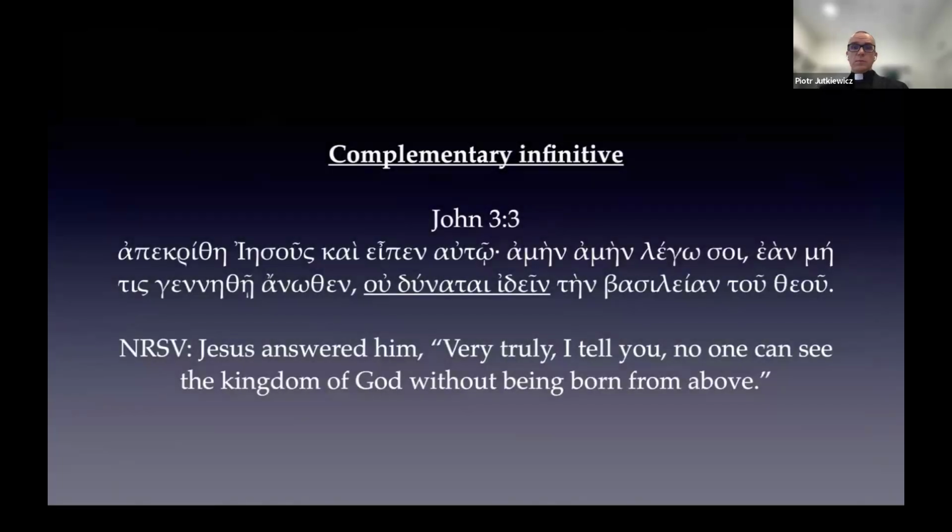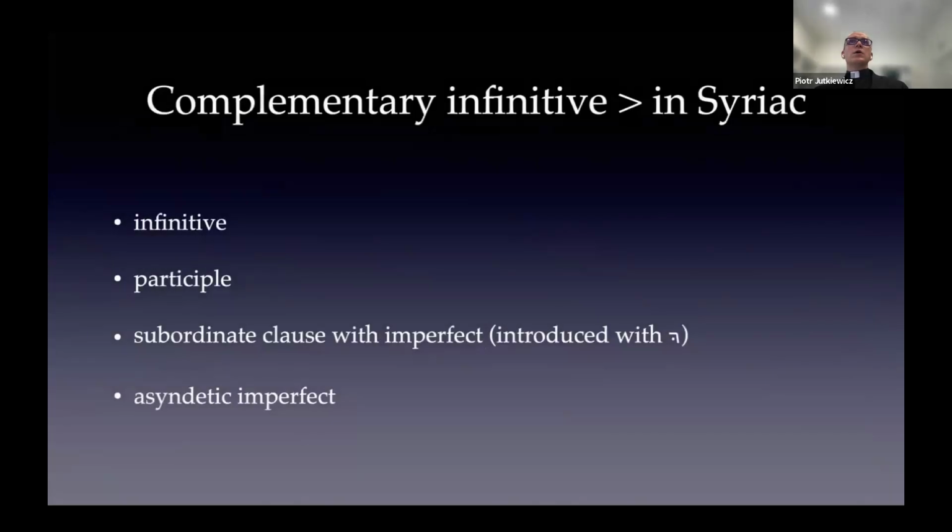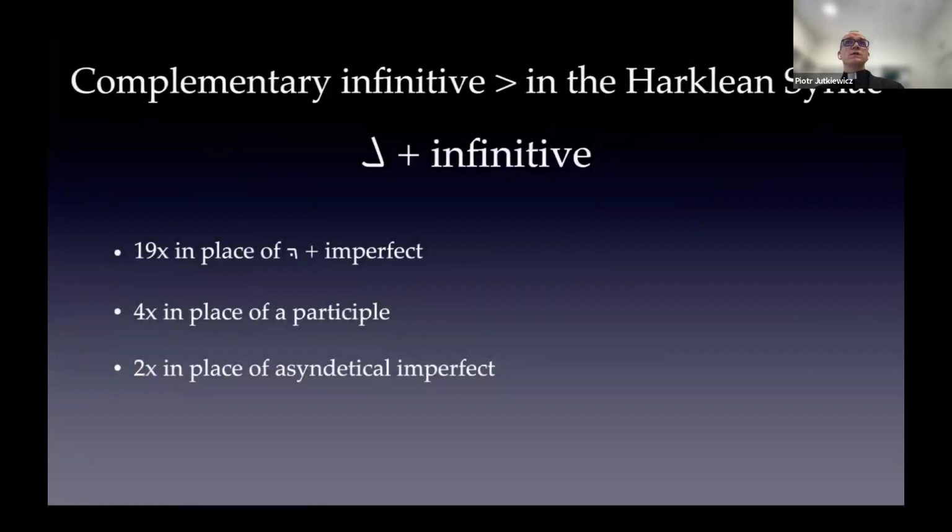So the first category is the complementary infinitive, ou dunatai idein. He's not able to see. In Syriac, verbs of wishing, beginning, being able, and similar may be complemented in four constructions: the infinitive, the participle, d plus imperfect clause, or an asyndetic imperfect. It seems that they may appear interchangeably. The overall tendency to mirror this type of Greek infinitive in the Harklean Syriac is clearly noticeable. However, in numerous cases, the d plus imperfect construction is still retained.